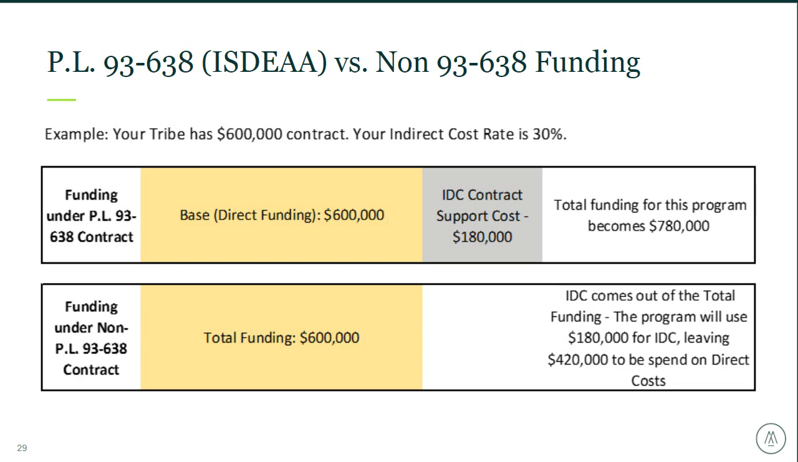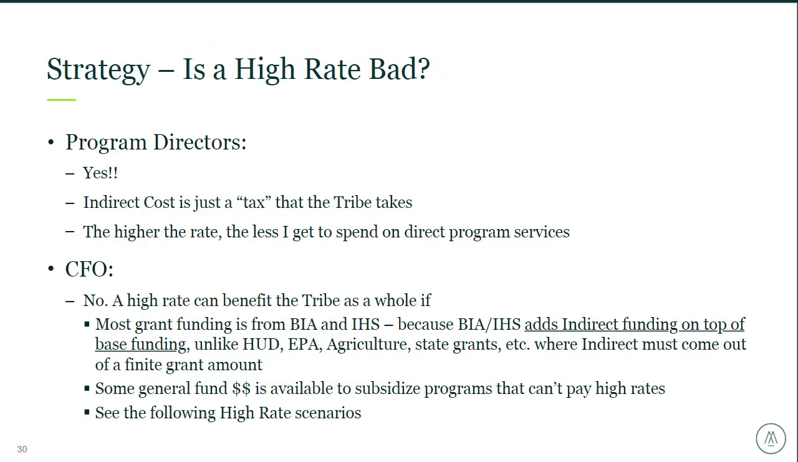But if it was a non-638 grant or contract, of the funding that you received of $600,000, indirect cost comes out of that $600,000. So you still have $180,000 to use for indirect cost. However, now you only have $420,000 to be spent on direct program costs. Now, this is a concern for many program directors that are not operating 638 contracts.